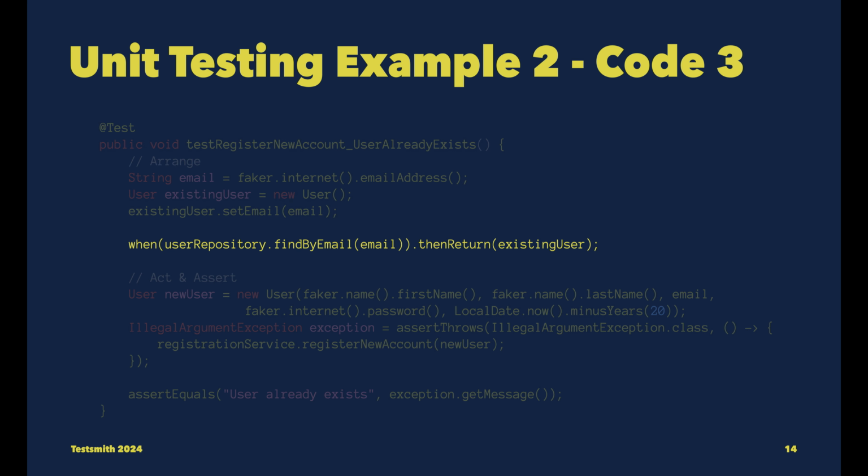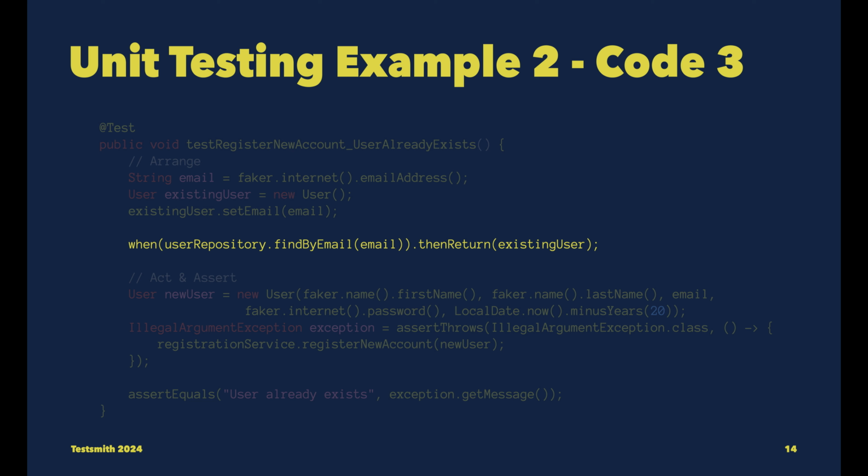This line sets up the behavior of the mocked user repository. It specifies that when the findByEmail method is called with the generated email, it should return the existing user object. This simulates the scenario where a user with the specified email already exists in the database.